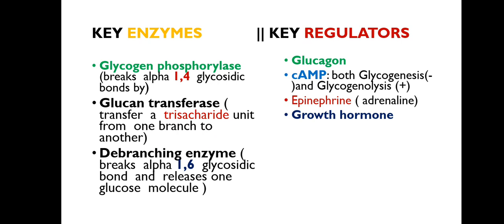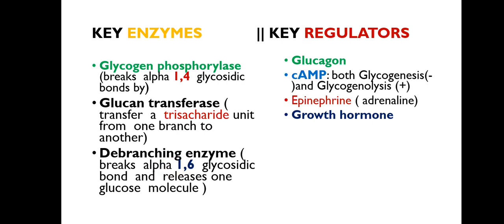But what type of bonds does this debranching enzyme break? It is what we call alpha 1,6 glycosidic bond. And when that bond is broken, we are going to release one glucose molecule from each particular branch.